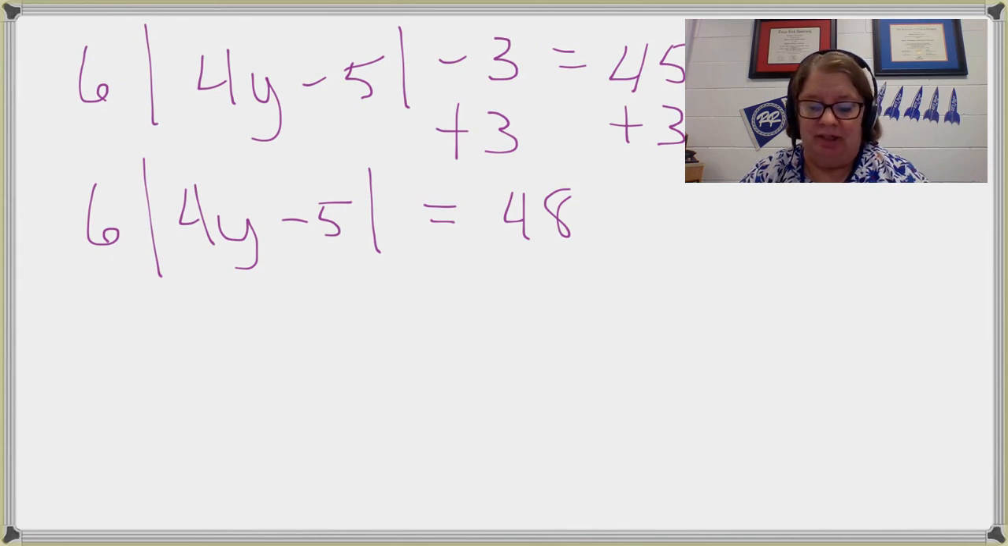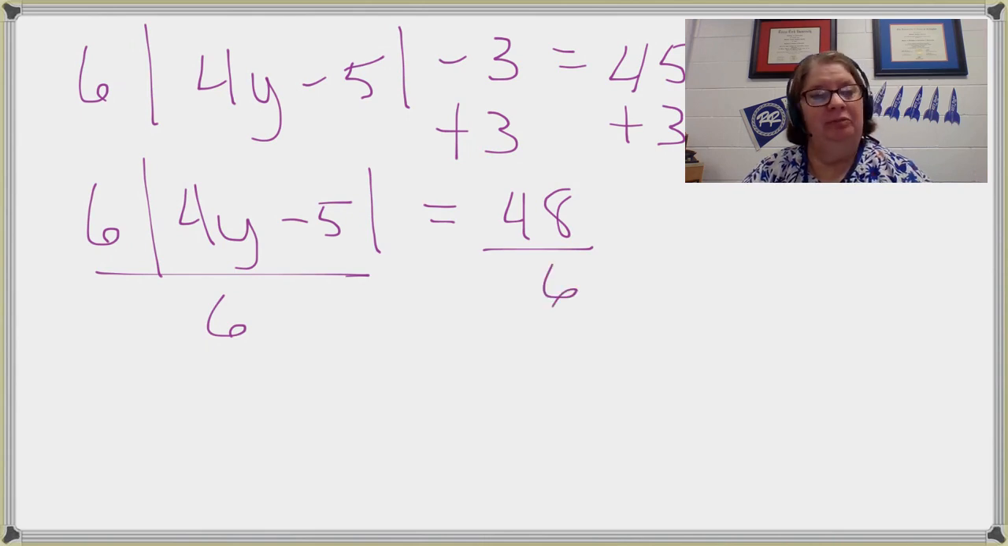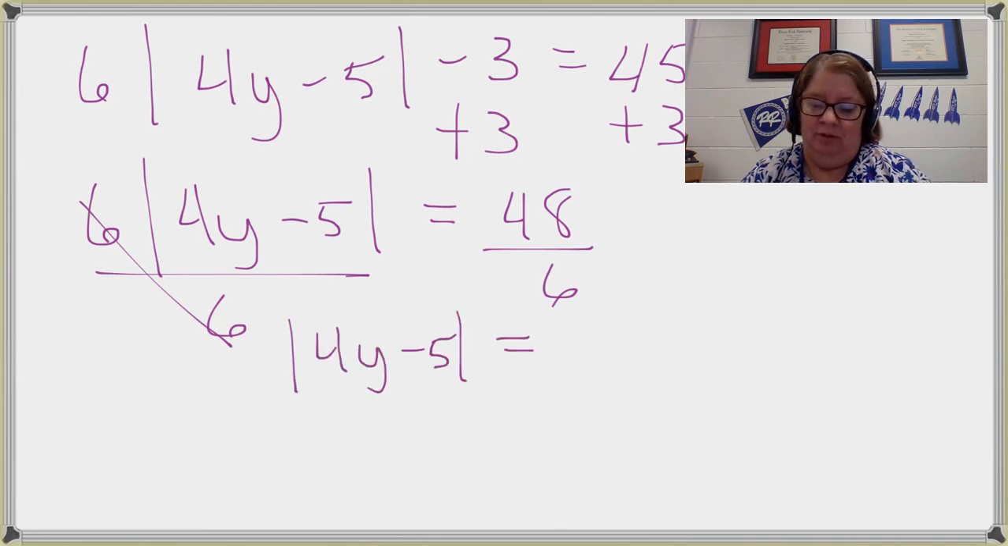By adding 3 to both sides. Is my absolute value isolated? Not yet. We still have that 6. This is a multiply by 6, so we get rid of that by dividing by 6. 48 divided by 6 is 8.